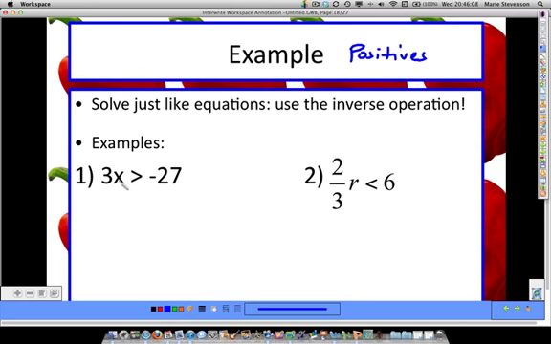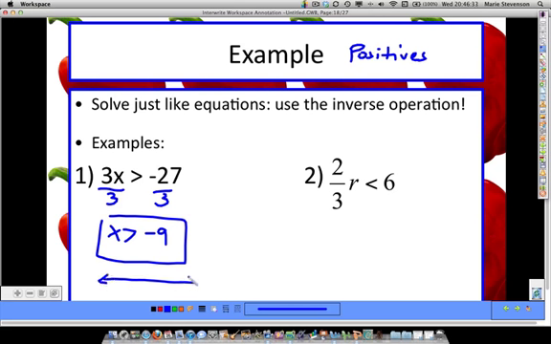First one. Now this is 3x greater than negative 27. So we're going to divide by 3 on both sides because that's a product. So these divide, so we get x greater than negative 9. Now, we divided by a positive number. Now, the fact that we got a negative over here doesn't matter. Okay? The fact that we divided by a positive means we do not change our inequality. So our answer is x greater than negative 9.